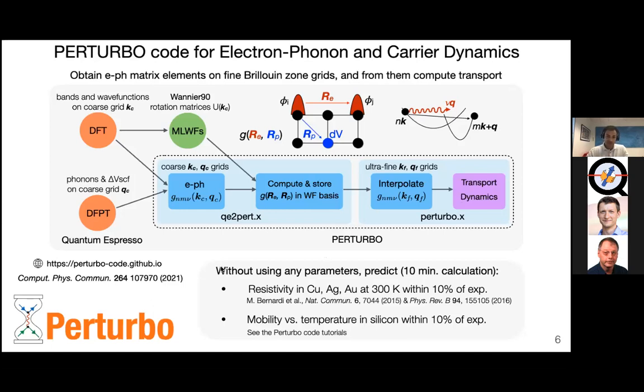To give you an idea of something that is easy to do now with Perturbo, but that was difficult until just a few years ago. In this framework, it's essentially possible to predict the resistivity in a simple metal like copper, silver, and gold at room temperature, or the mobility in a simple semiconductor like silicon. And with a calculation that takes only a few minutes, get a result within a few percent of experiment.